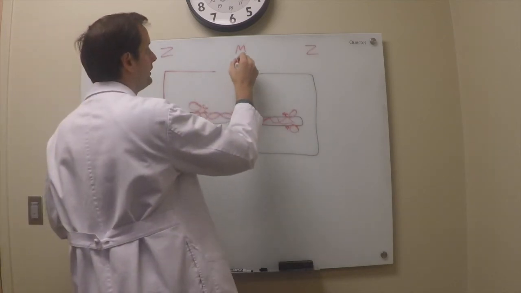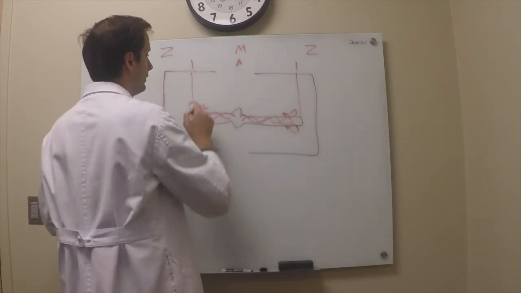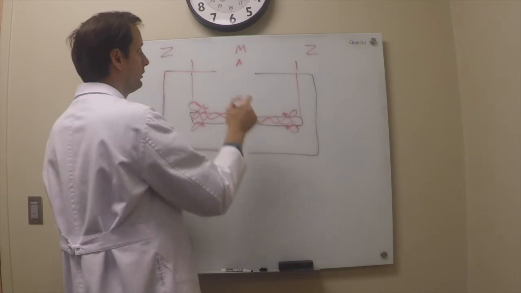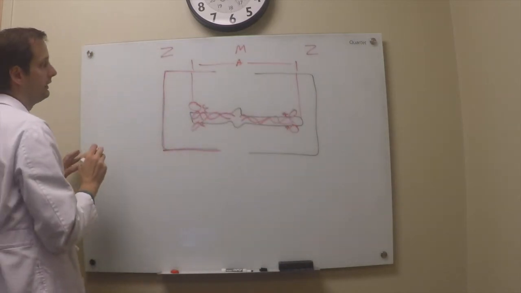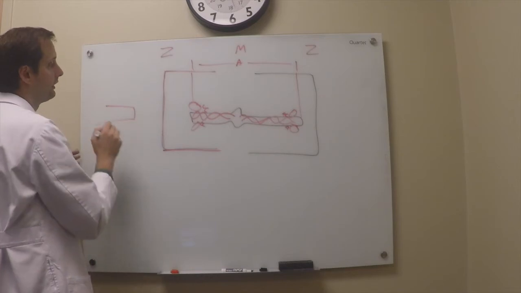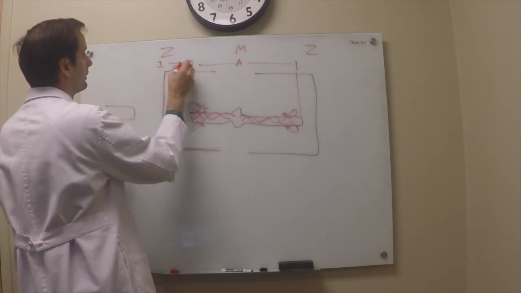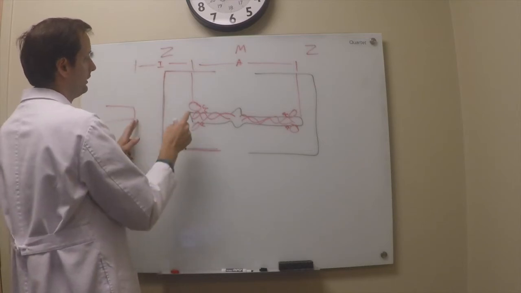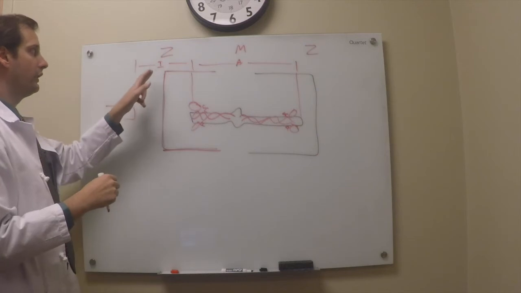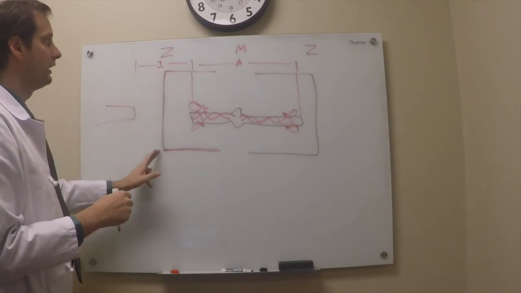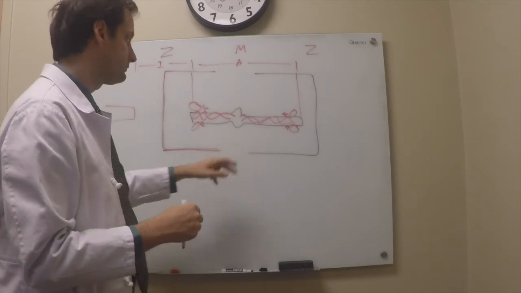And your A band is the distance of your thick filament, or your myosin. Your I band is going to be the distance between thick filaments, or myosin head to myosin head. So the center of your I band is your Z line. The center of your A band is your M line.